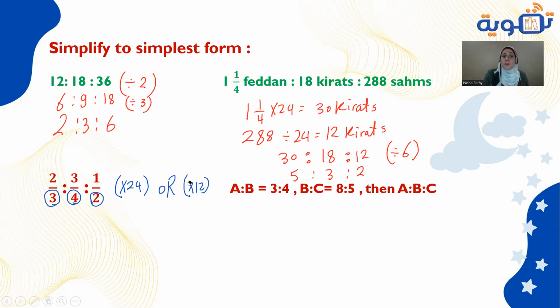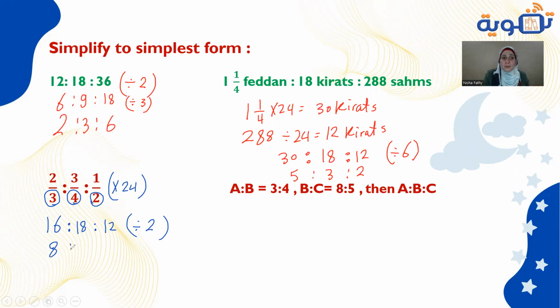If we multiply by 24, so 3 over 2 times 24 equals 16. Here equals 18 and here equals 12. Then simplify it normally. Divide by 2, equals 8. Divide by 2, equals 9. Divide by 2, equals 6.